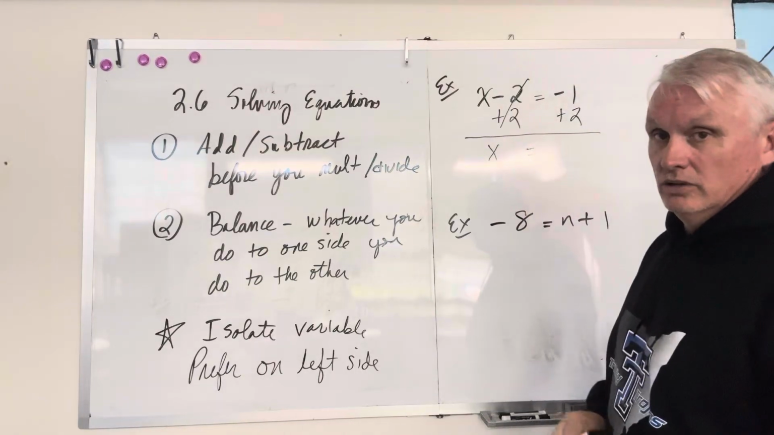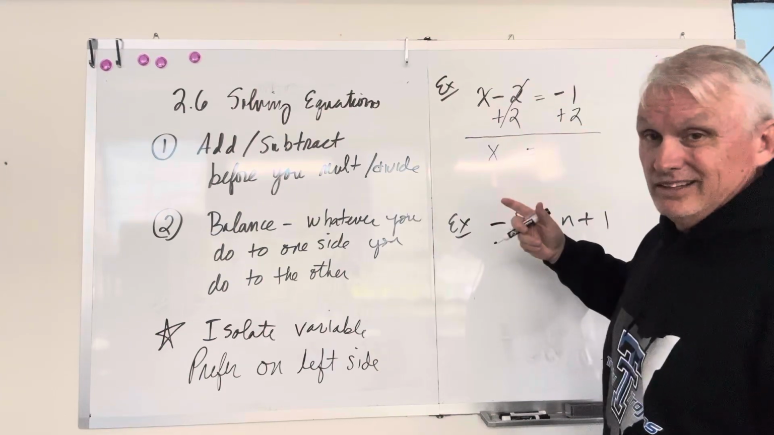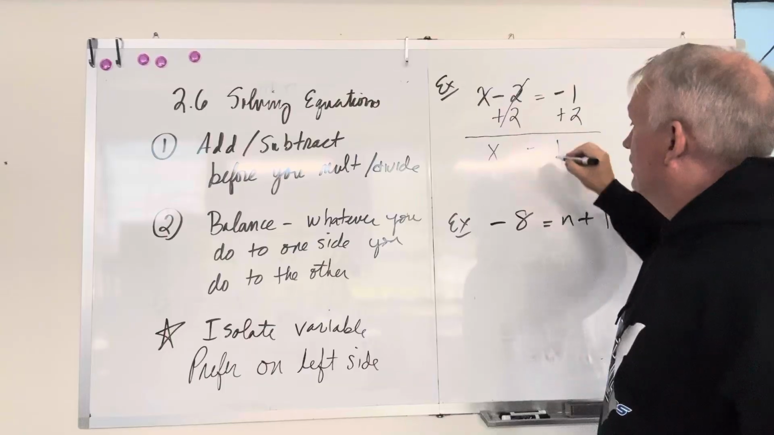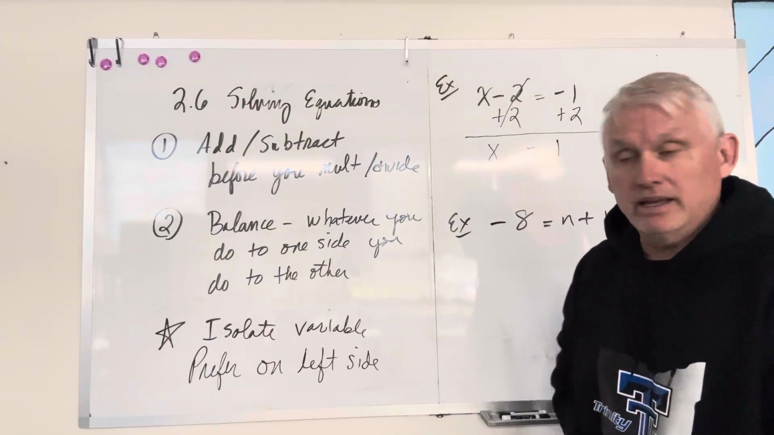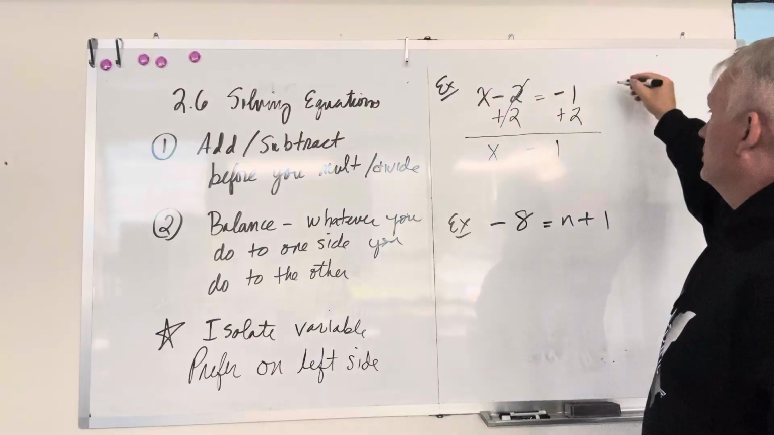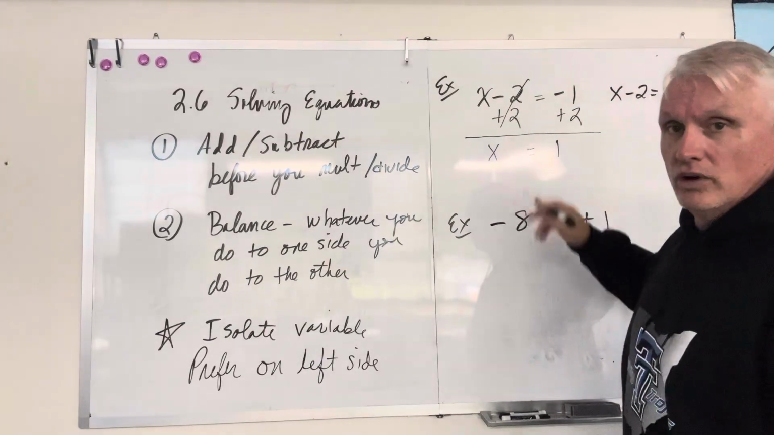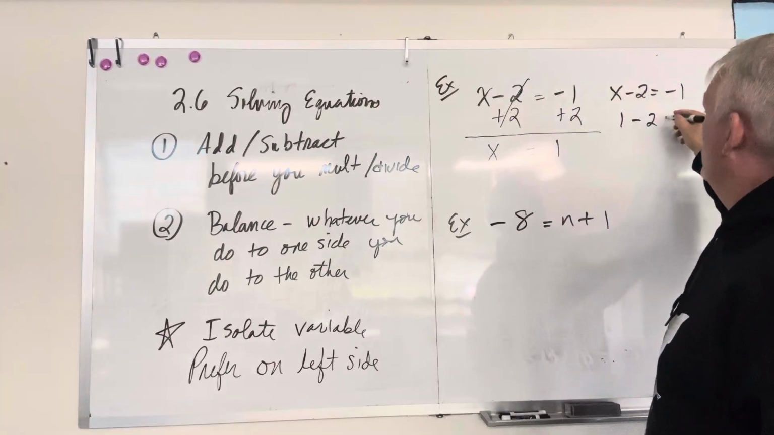-1 + 2: you've got a negative and a positive, so subtract, 2 minus 1, which is 1. Use the sign of the bigger number. That's my answer. How can I check it? Is 1 a solution? So I'm going to draw this back up. X minus 2 is equal to -1. What if I said, is 1 a solution? Well, let's plug it back in. Put 1 in. 1 minus 2 equals -1.